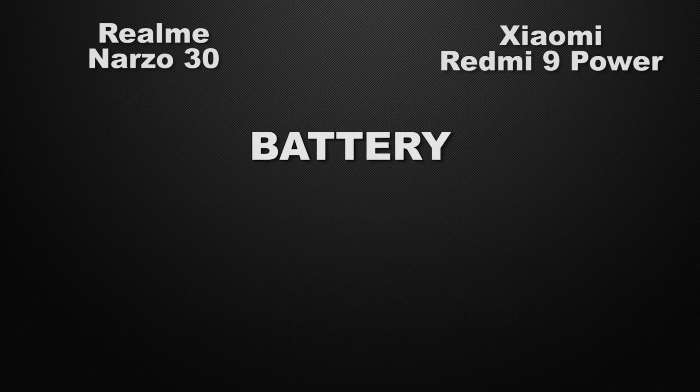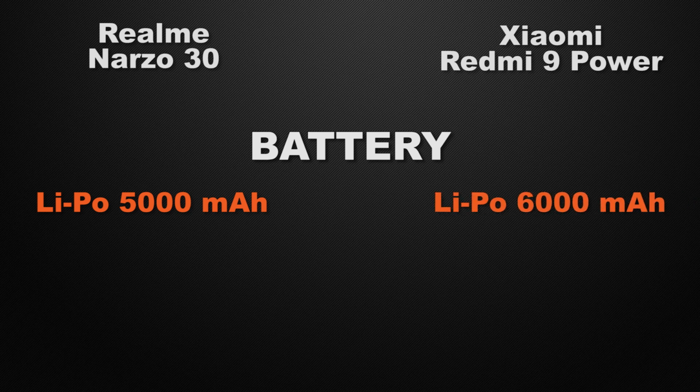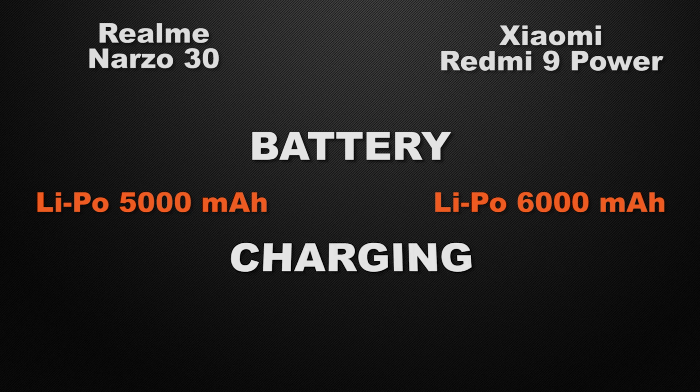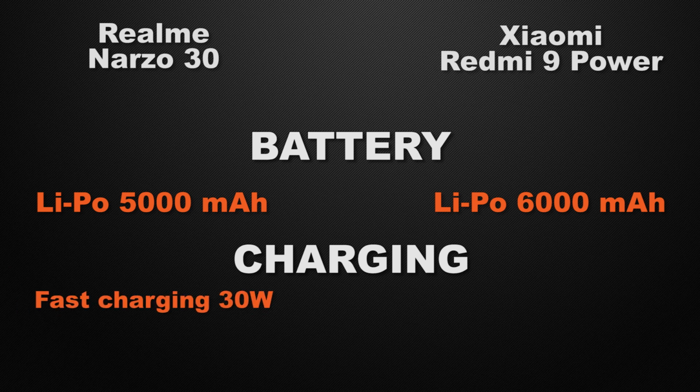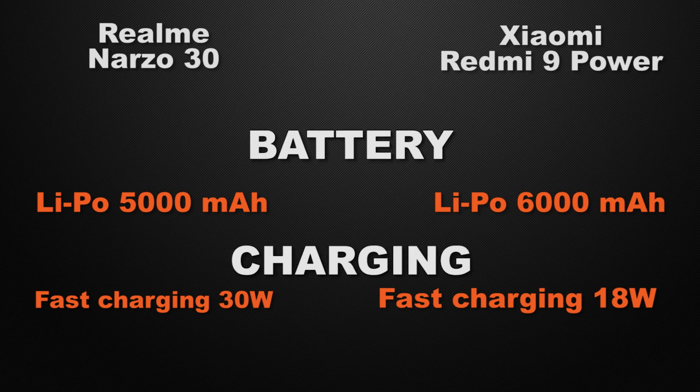Let's talk about the battery capacity of the devices. Narzo 30 has a 5000 mAh battery, whereas 9 Power has a 6000 mAh battery. So the winner here is 9 Power because it has a massive 6000 mAh battery capacity. Let's talk about the charging speed. Narzo 30 has 30 watts of fast charging, whereas 9 Power has 18 watts of fast charging. So the winner here is Narzo 30 because it can charge your device faster.